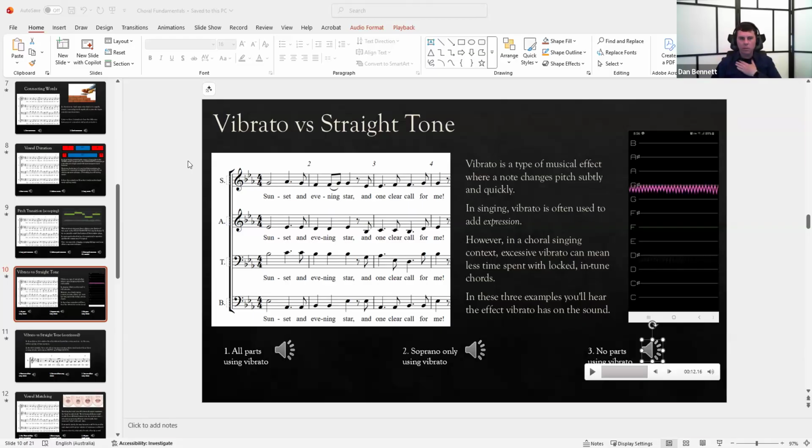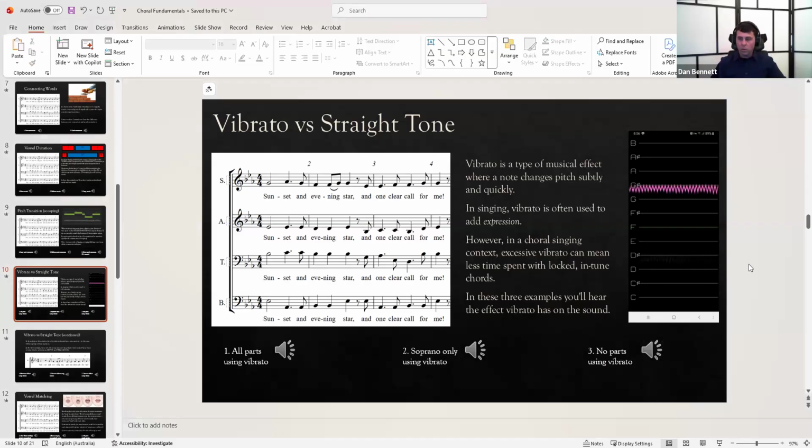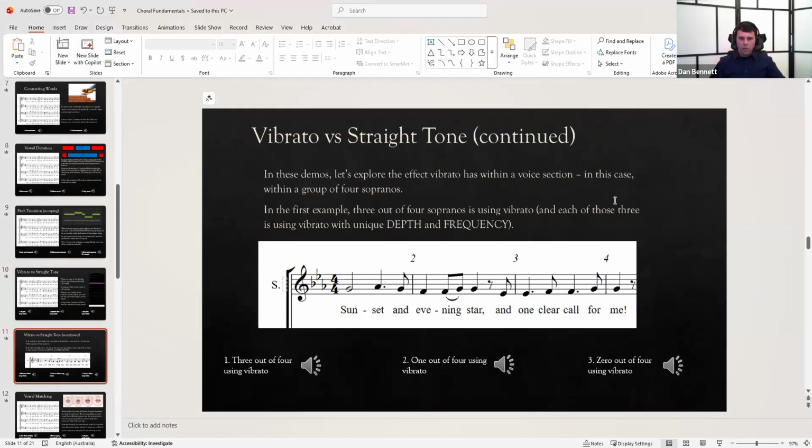Let's move on. Anybody want to comment more on vibrato versus straight tone? We're actually going to explore it a little bit further on the next slide. All right, here we go. So, more vibrato. In these demos, let's explore the effect vibrato has within a voice section, in this case, within a group of 4 sopranos. In the first example, 3 out of 4 sopranos are using vibrato, and each of those 3 is using vibrato with unique depth, that's how far up and down it goes, and frequency, that's how rapidly it changes. So this is example 1, 3 out of 4 sopranos using vibrato.